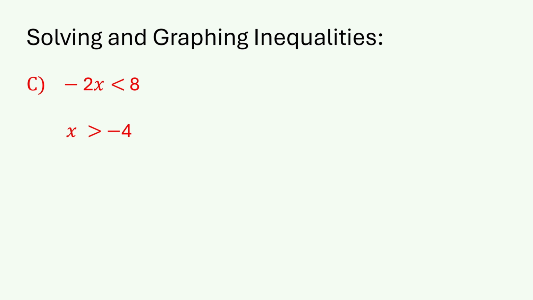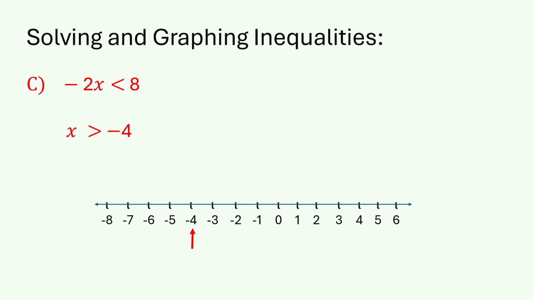Now we will graph this inequality on a number line. This is a number line. This is negative 4 on a number line. This is the inequality symbol. X is greater than negative 4. We can see on a number line, it may be negative 3, negative 2, 5, 6. This circle is open because x is not equal to negative 4.